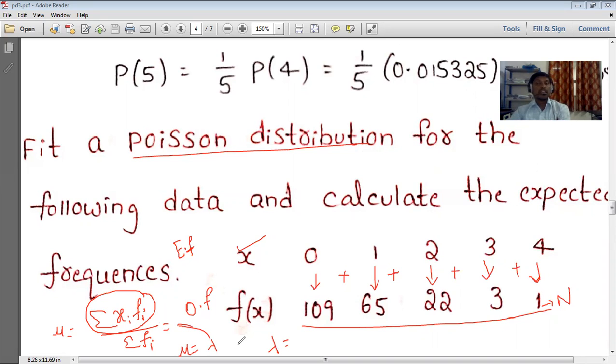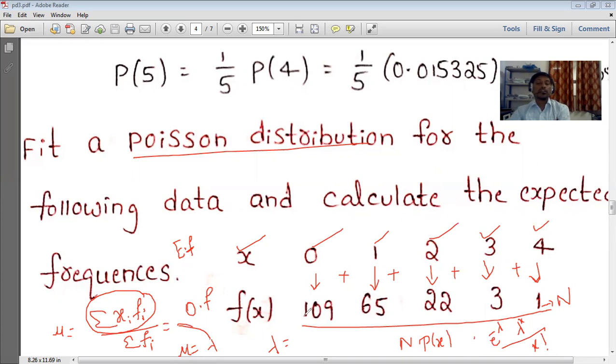And next, calculate the expected frequencies. For the calculation of frequency, what are we using? Capital N into P of X, where P of X is equal to e power minus lambda, lambda power x by x factorial. So first we need to find P of 0, P of 1, P of 2, P of 3 and P of 4, into capital N.